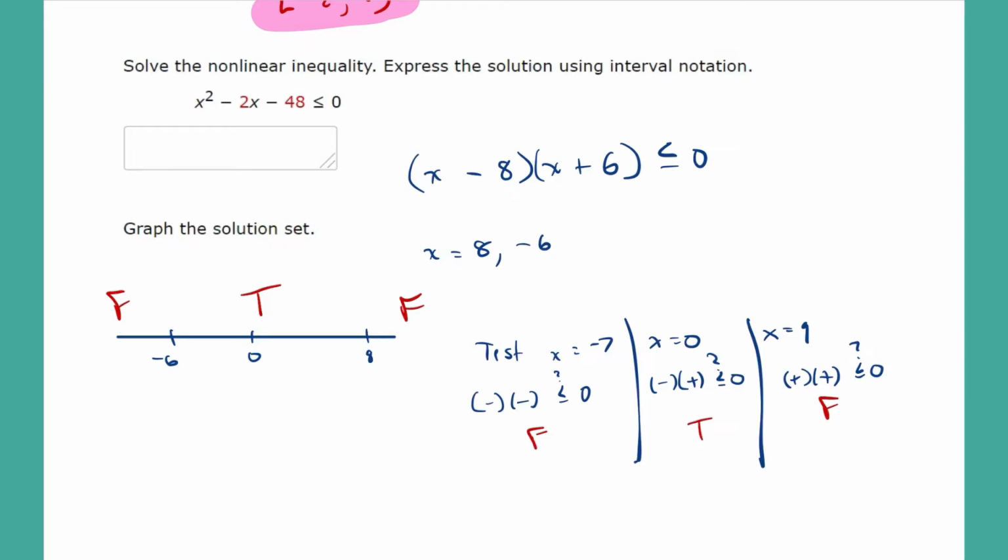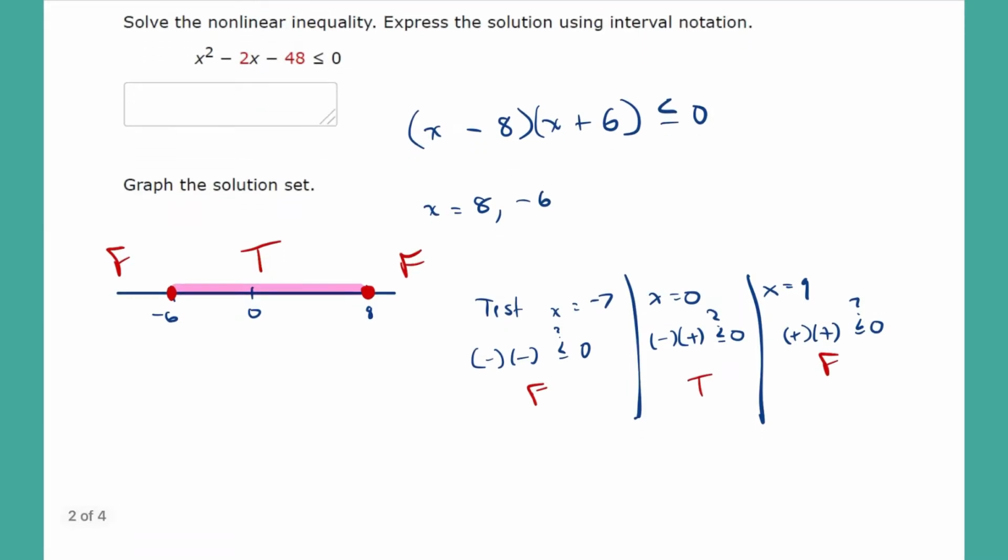So our solution set would be, because of the inequality, we know that they're both going to be closed circles at both solutions, and you only want to shade wherever it's true. So the true would fall right in between. All right. So our final interval solution would look like this. It would be everything from negative 6 to positive 8, closed brackets on both sides.